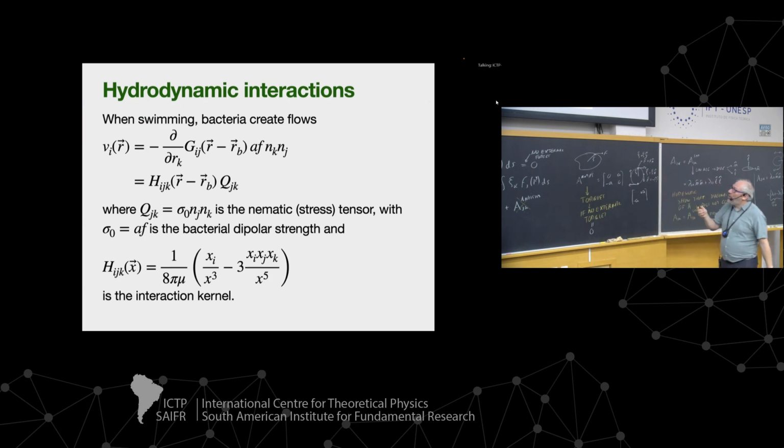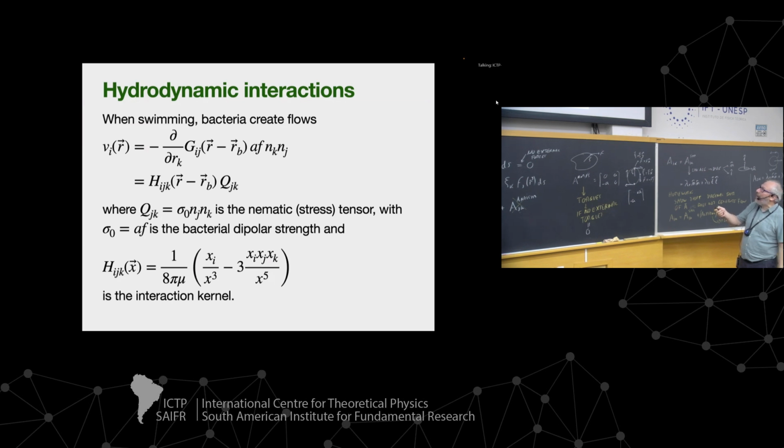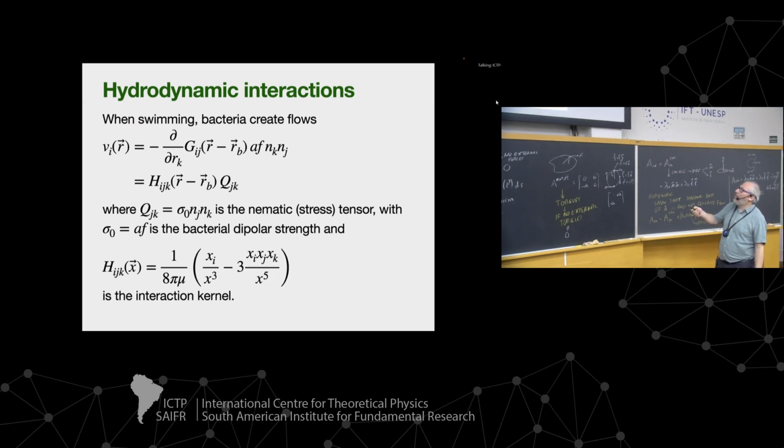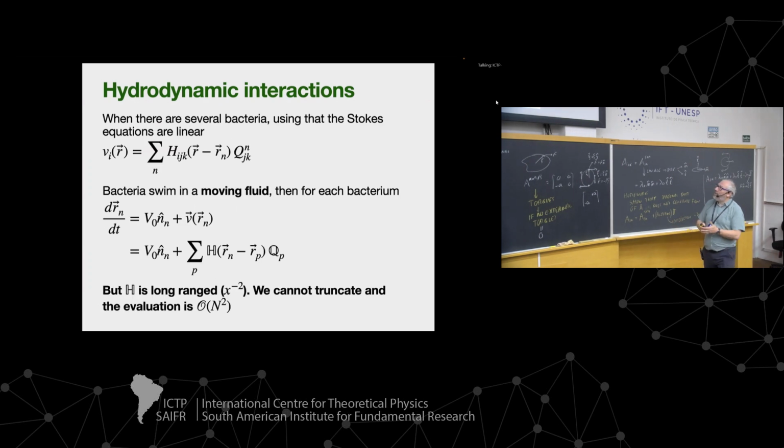Okay, so now we have the velocity field produced by a swimmer, given by this dipolar tensor. Now consider that we have many bacteria. The Stokes equations are linear, so we just sum up all the contributions. The velocity field at a position is the sum over all bacteria of the flows generated by all of them, where Q is the tensor of each bacterium, because each one has its own director.